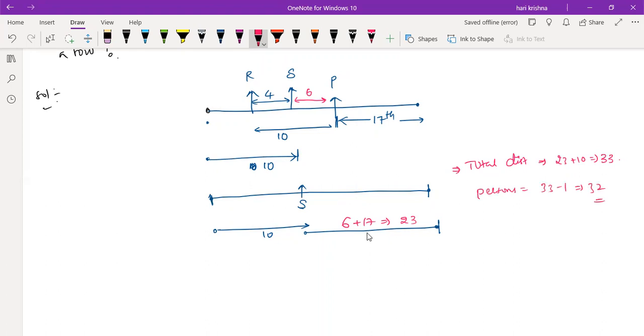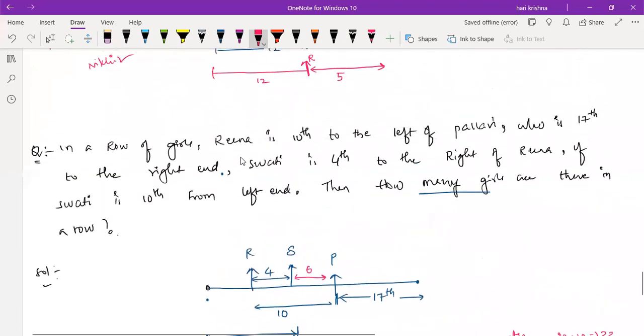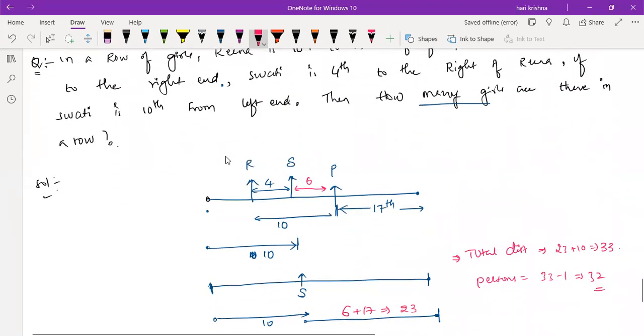Now any doubts? Any doubts? No, sir. If you didn't understand, just tell me, I will explain once again. Sir, can you explain the last part again? The last part. Yes, sir.